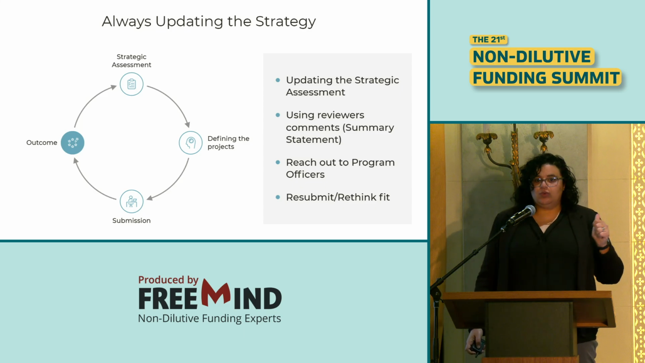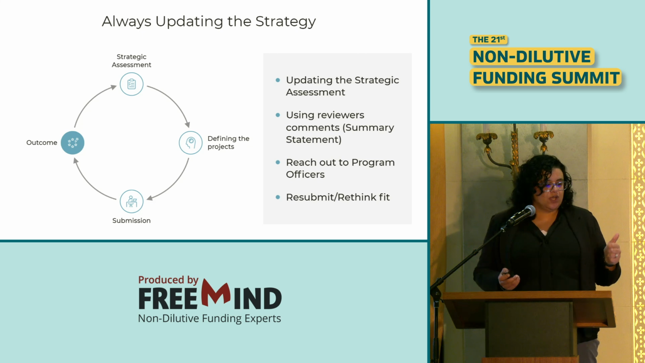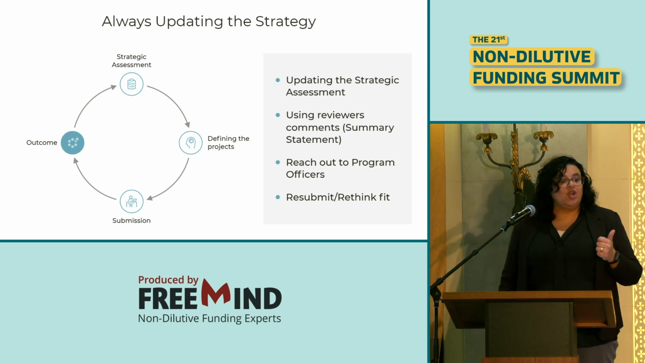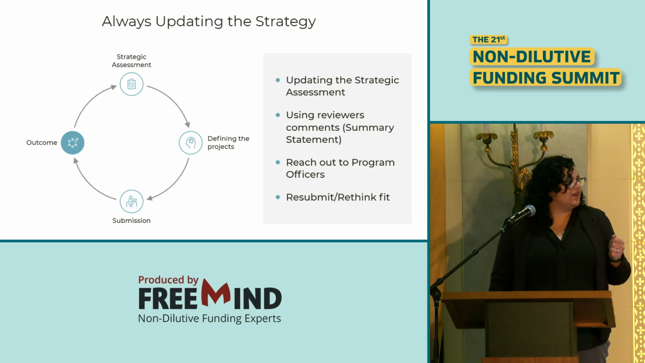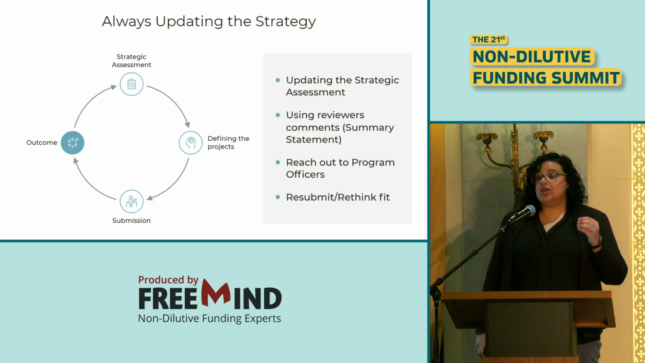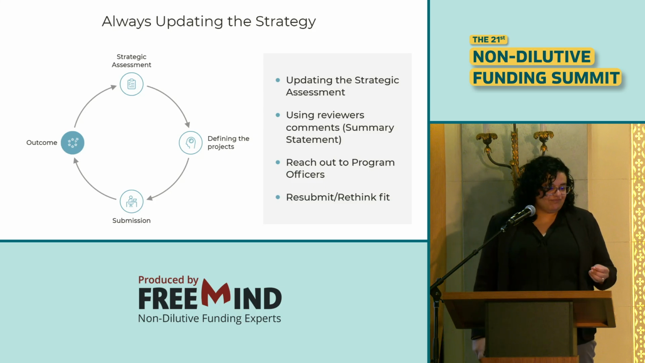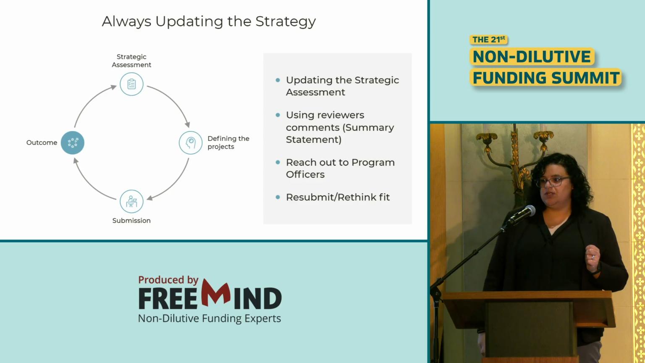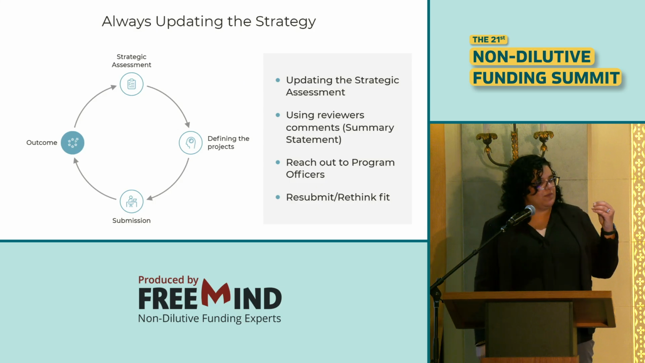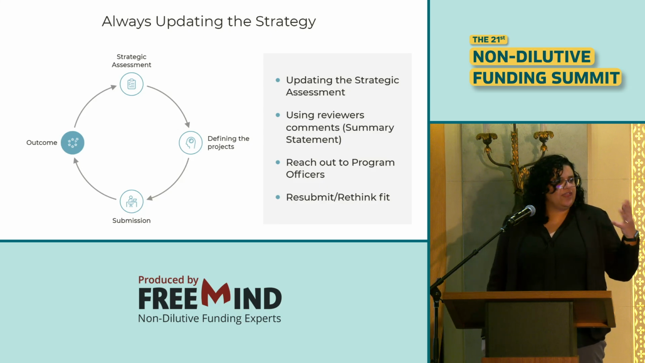So what we will do, once you submit 1, 2, 3 applications, we will update the strategic assessment with new priorities on your end, with new opportunities that come out. We will use the reviewers' comments, the summary statements that you will receive. We will reach out to program officers. We will ask, how can we improve? How can we make it better? And we will resubmit. We will rethink the fit.